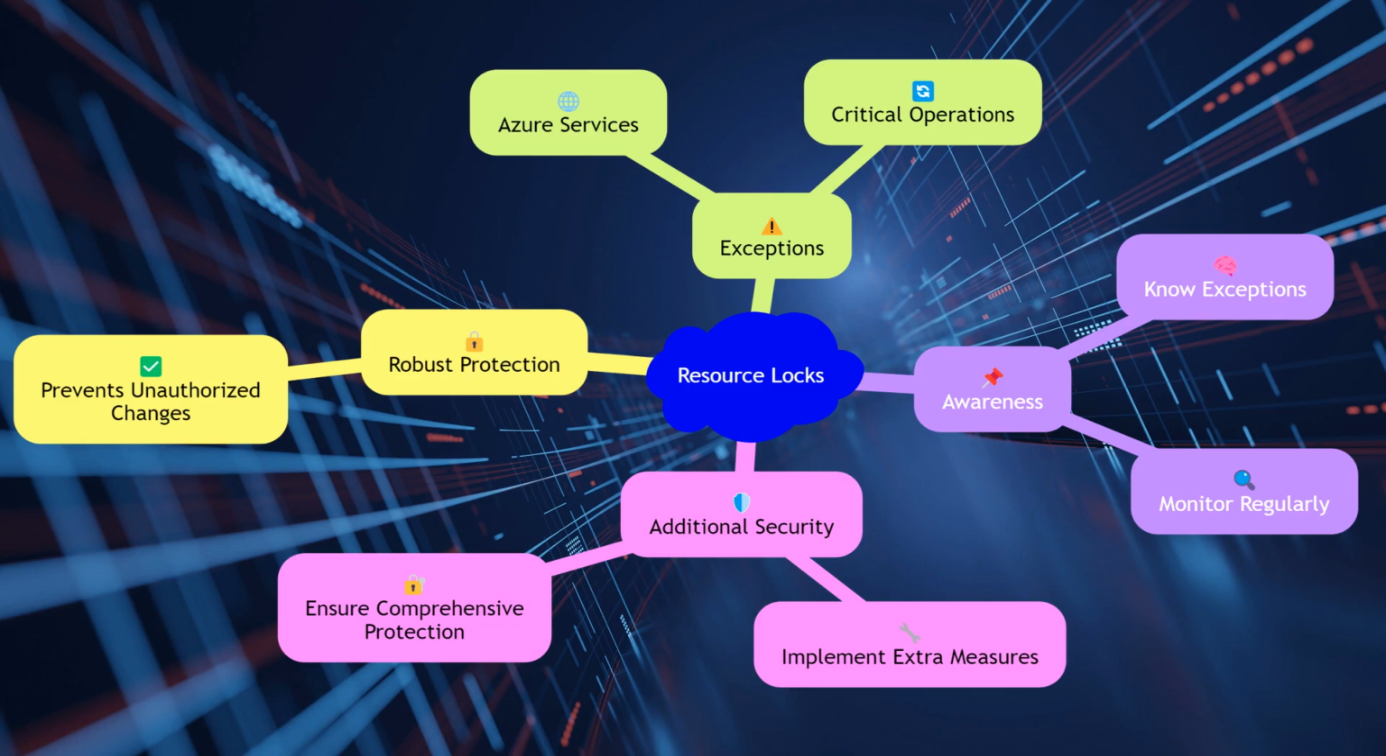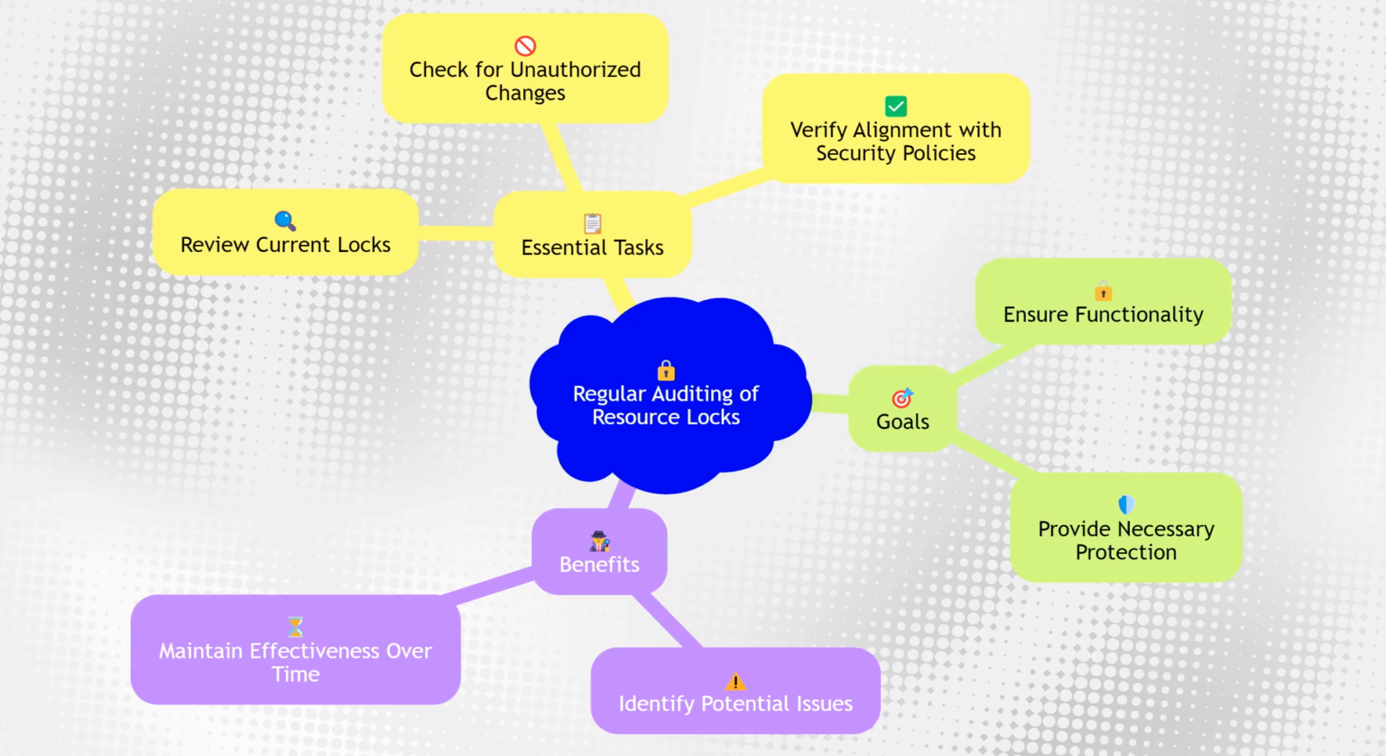Regular auditing of resource locks is essential to ensure they are functioning as intended and providing the necessary protection. This involves reviewing the current locks, checking for any unauthorized changes, and verifying that the locks align with your security policies. Auditing helps identify potential issues and ensures that your resource locks remain effective over time.